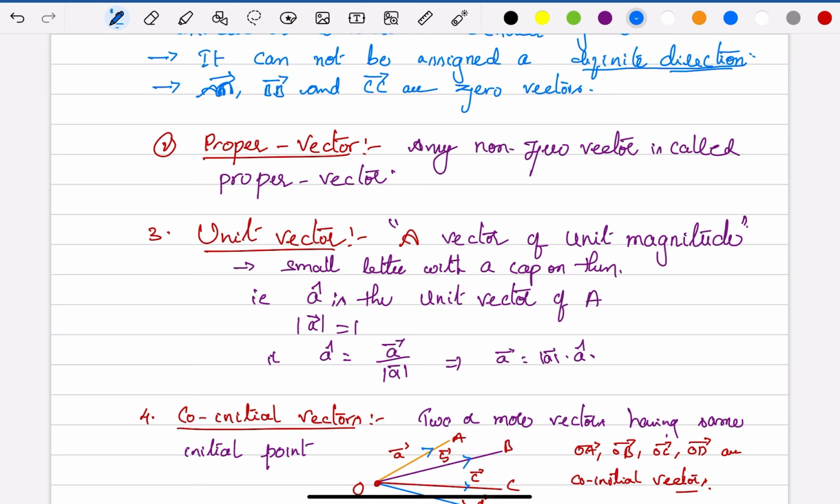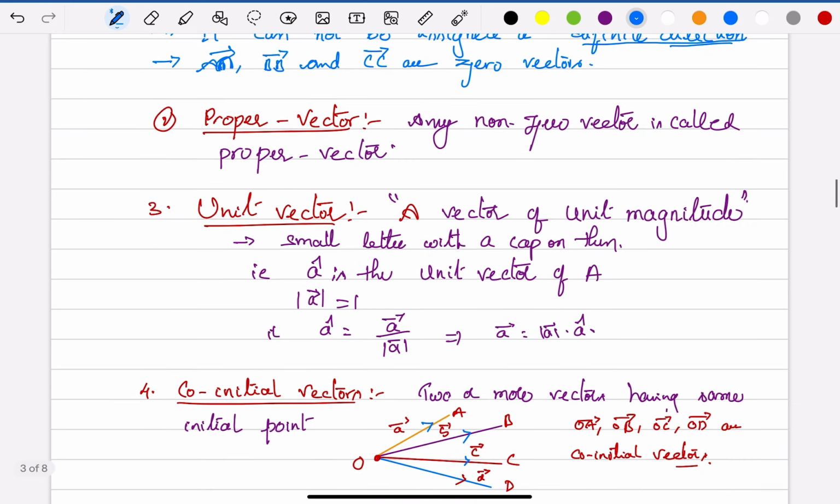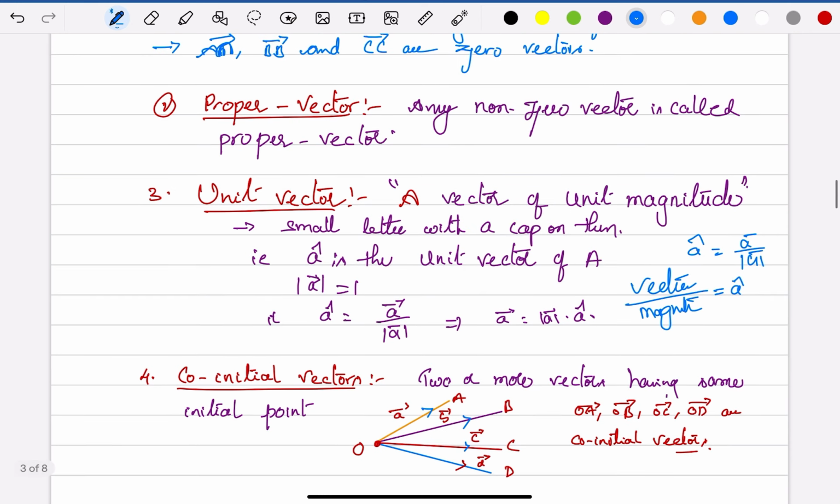Now let us discuss the unit vector. A vector of unit magnitude is called a unit vector. It is denoted by A cap. A cap is equal to vector A divided by mod A, the magnitude of A. It is the unit vector, whose magnitude is 1 unit. The vector whose magnitude is one is called a unit vector.